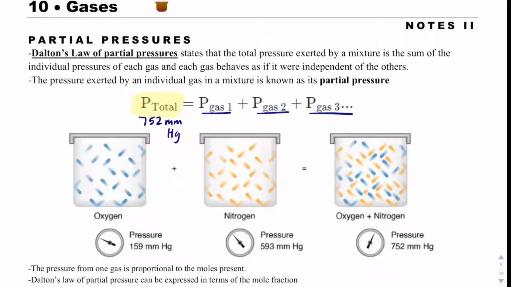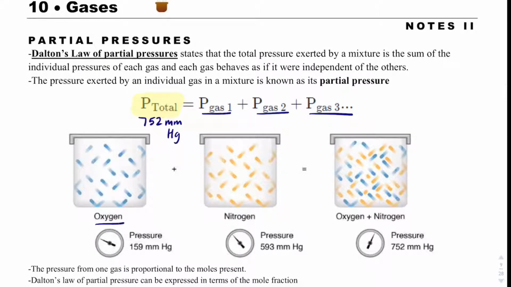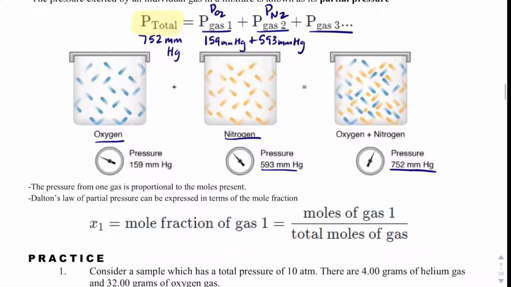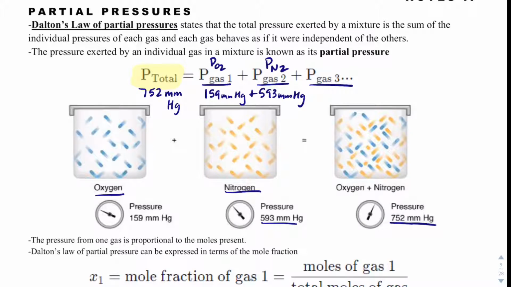And so, for example, if I take some oxygen gas and I combine it with some nitrogen gas, if oxygen is 159 millimeters of mercury, then I would also be able to know the pressure of nitrogen, which is down here as 593 millimeters of mercury. And if I combine those in the same container, they will give me this overall pressure of 752 millimeters of mercury.